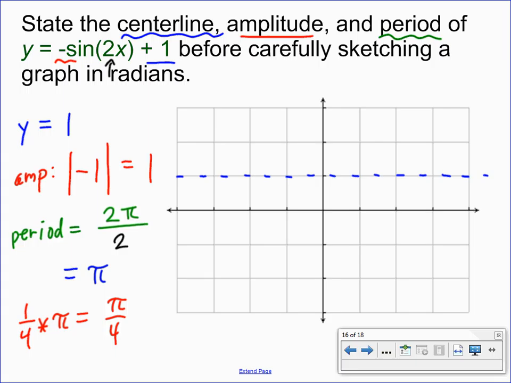Ready? First tick mark, pi over 4 radians. Second tick mark, pi over 2 radians. Third tick mark, 3 pi over 4 radians. And fourth tick mark, pi radians. Notice how that's one full cycle of my graph. That's the period. Let's go ahead and do the same in the negative direction, please. So negative pi over 4, negative pi over 2, negative 3 pi over 4, and negative pi radians.